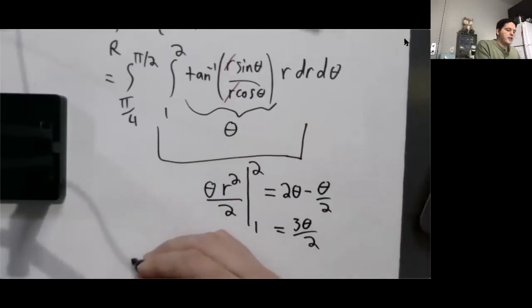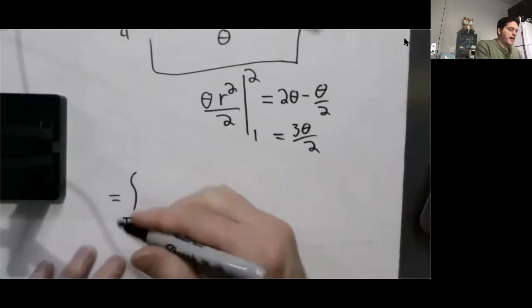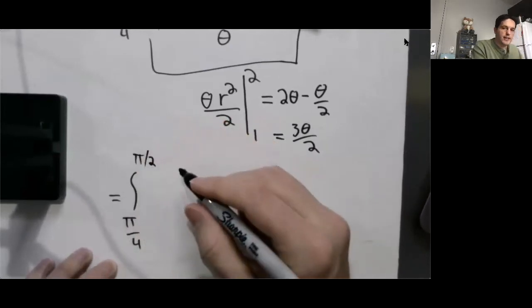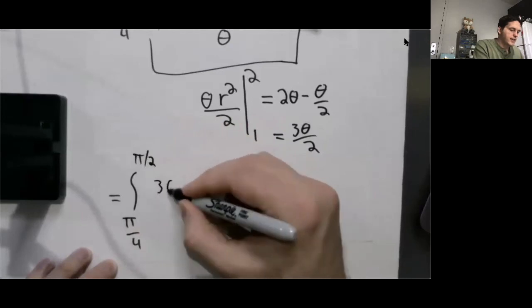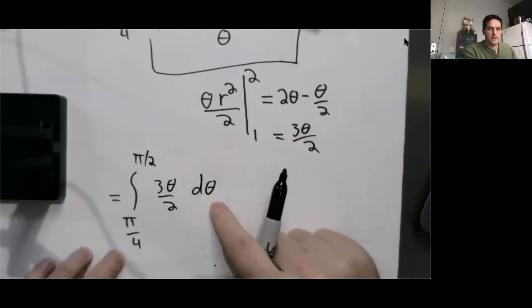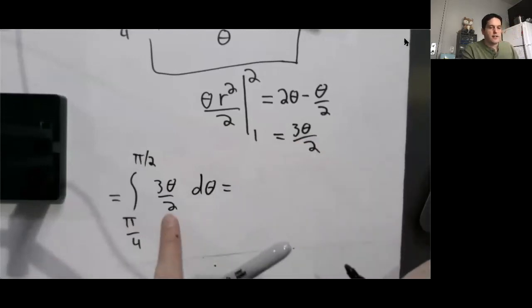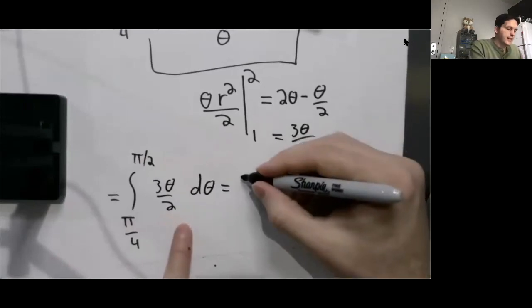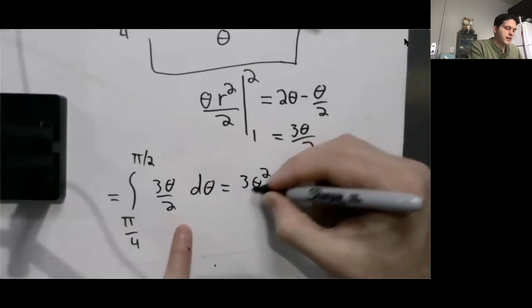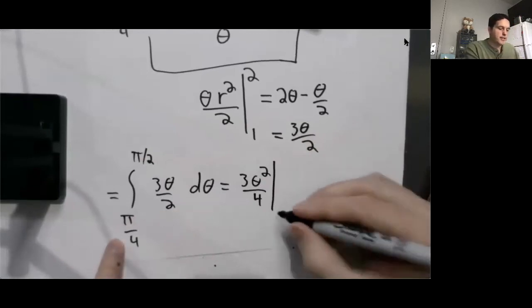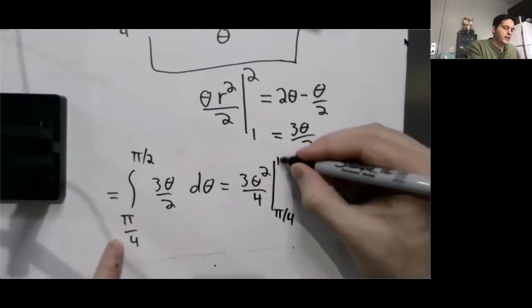So now let's do the outer integral. We're integrating from pi over 4 to pi over 2. And the function that we're integrating, we have discovered, is 3 times theta over 2. And we're integrating with respect to theta. So let's find an antiderivative of this function that we're integrating. Here's an antiderivative. It's 3 times theta squared over 4. And let's evaluate our antiderivative at the endpoints, from pi over 4 to pi over 2.